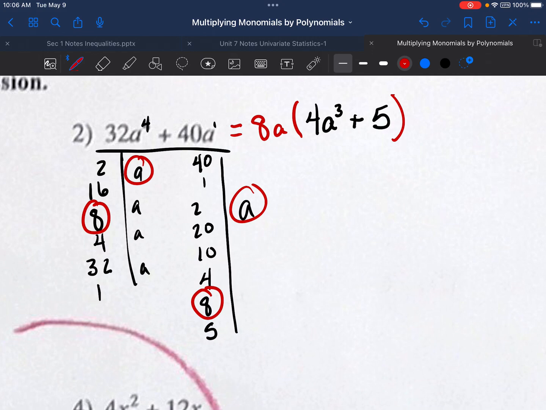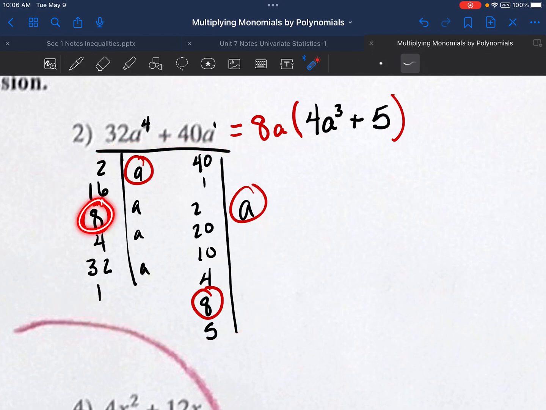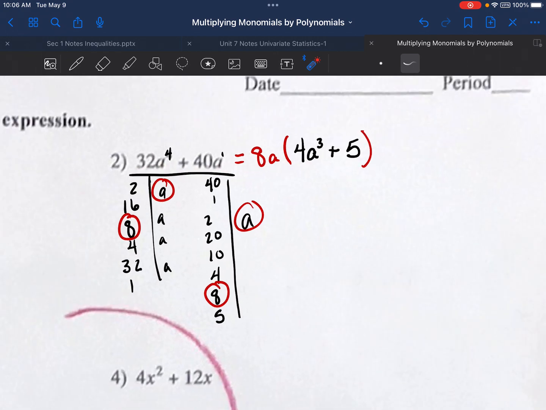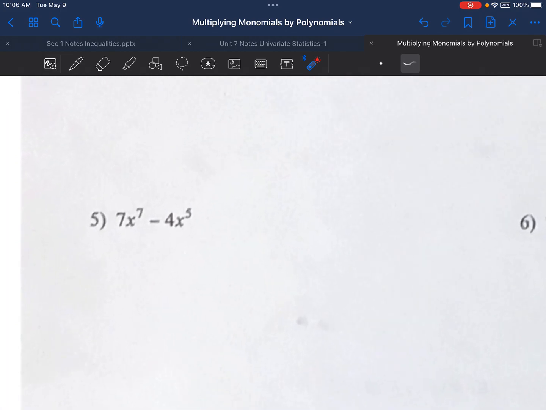Okay, so once again, what we did was we factored each of these numbers. We found the greatest common factor. We took it out. And then to see what was left, we divided our original terms by our greatest common factor. Let's do one more together. Let's try to bump it up a notch. Oh, how about this one?